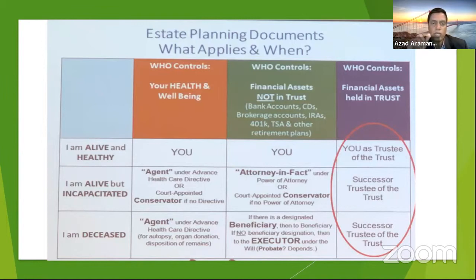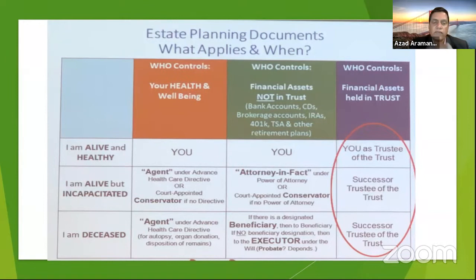Who controls when our health and well-being are good? If I am alive and healthy, I control it. Financial assets, I'm healthy, I control it. Financial assets held in trust, I control as a trustee. I have an established will and trust, I control it while I'm alive and healthy. Now, something happens and I'm incapacitated, mentally and physically not able to make decisions. Who controls my health and well-being?